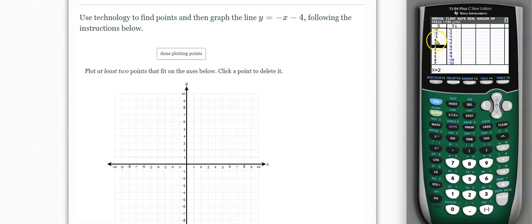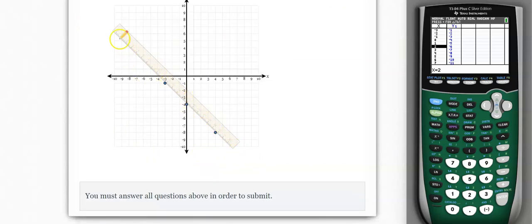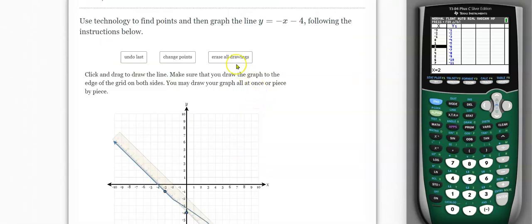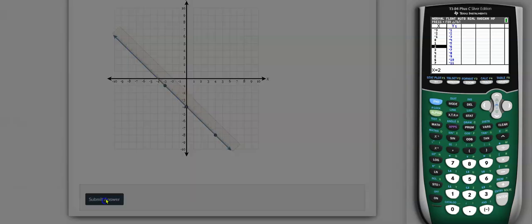We've got to plot at least 2. So I'm going to plot -3, -1. I'm going to plot 0, -4, and I'm going to plot 4, -8. Done plotting points. It creates this nice straight line. Excellent. Go all the way to the edge. Whoa, yikes. I'm going to erase that drawing. If I keep my mouse close to the ruler, it creates a nice straight line like that.